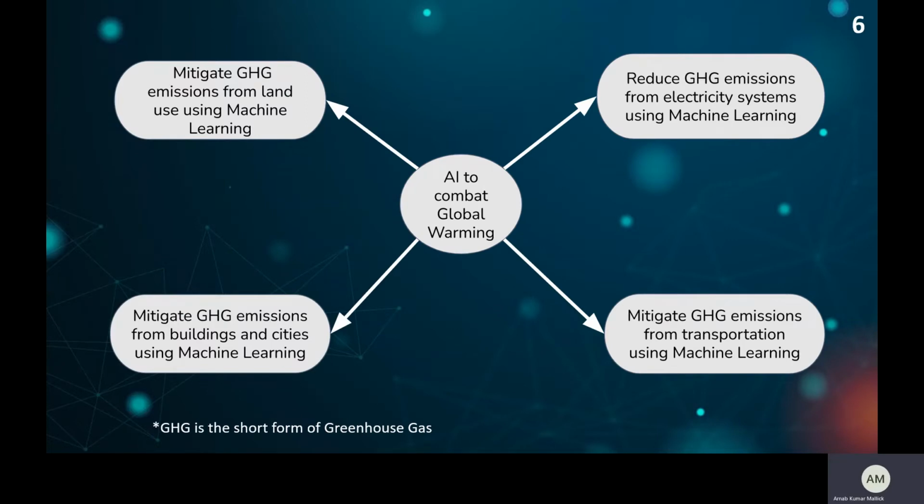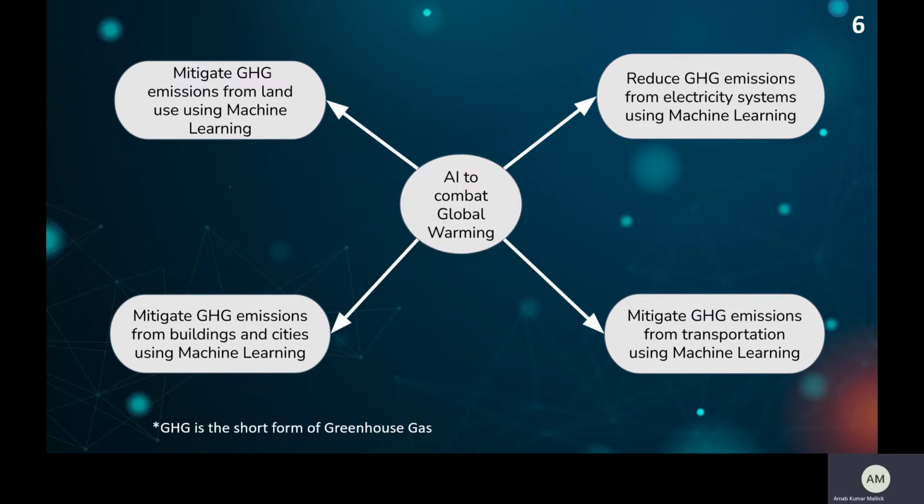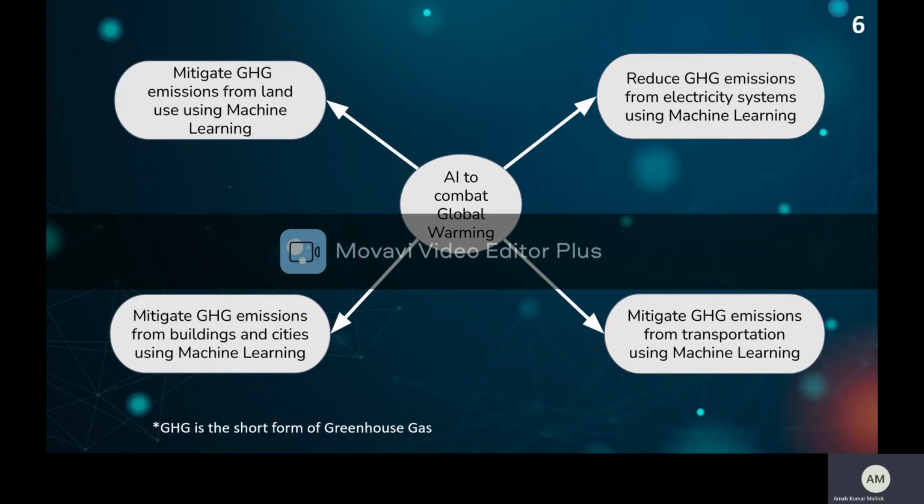Now I'm going to share how we can use AI to combat global warming. We can do it in four steps. The first one is mitigating greenhouse gas emissions from land using machine learning. Second, reducing greenhouse gas emissions from electricity systems using machine learning. Third, mitigating greenhouse gas emissions from buildings and cities using machine learning, and fourth, mitigating greenhouse gas emissions from transportation by making use of machine learning.